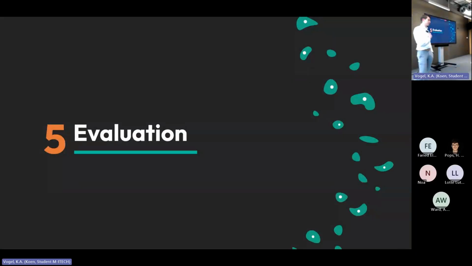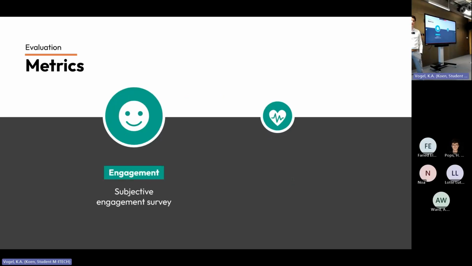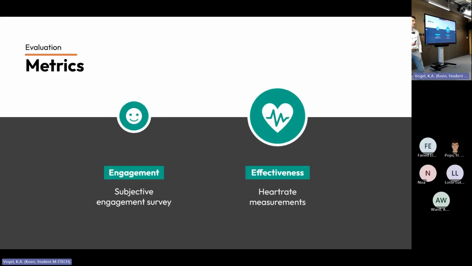Okay, time to evaluate what we have to do. Remember, our goal was incentivizing climbers to warm up more frequently. For that, the prototype has to first be as engaging as possible, so it has to be more engaging than a conventional warm-up. Second, it has to be as close in effectiveness as possible to a conventional warm-up. So basically, sport readiness has to be maximized, and we're doing that through heart rate measurements, while the engagement is going to be measured using an industry standard survey.